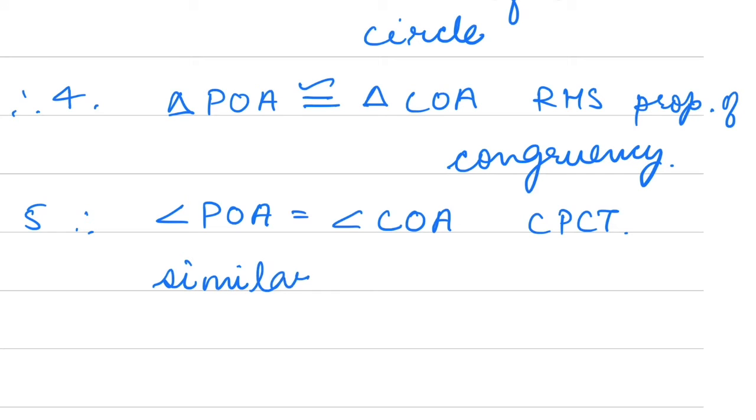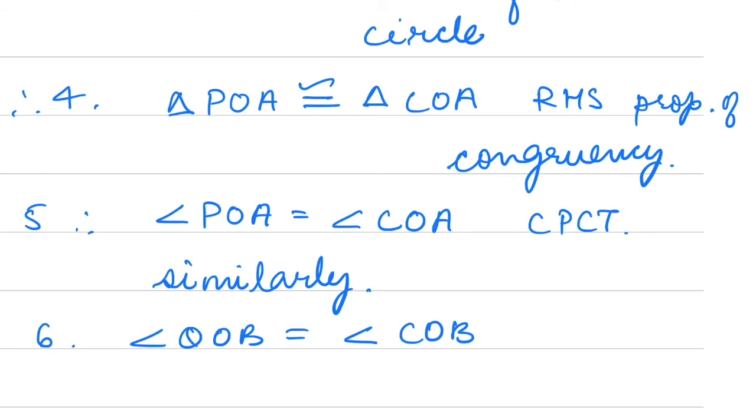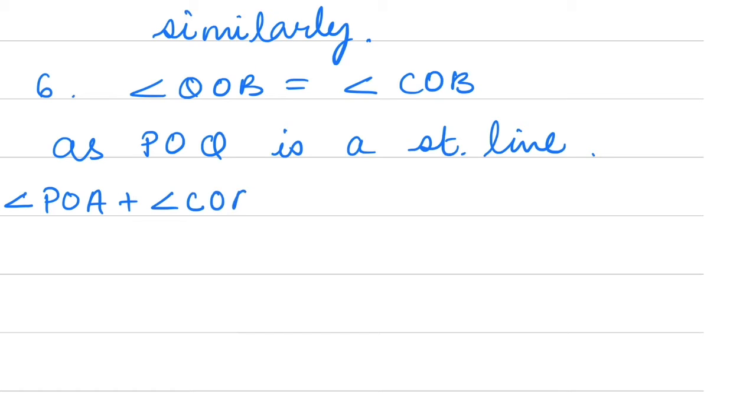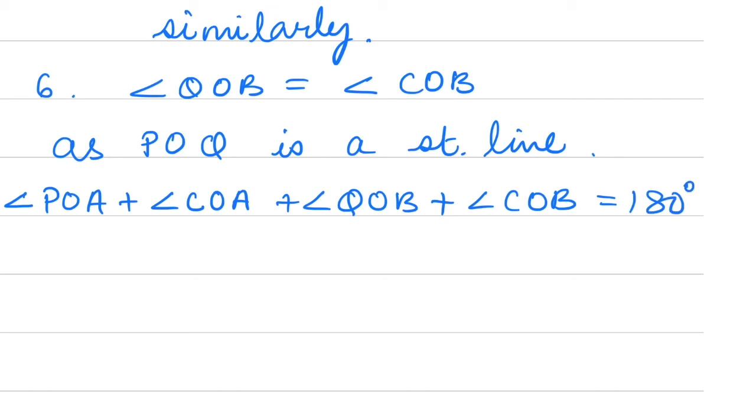Similarly, for the other two triangles, we can say angle QOB is equal to angle COB. As POQ is a straight line, we can say that angle POA plus angle COA plus angle QOB plus angle COB is equal to 180 degrees.